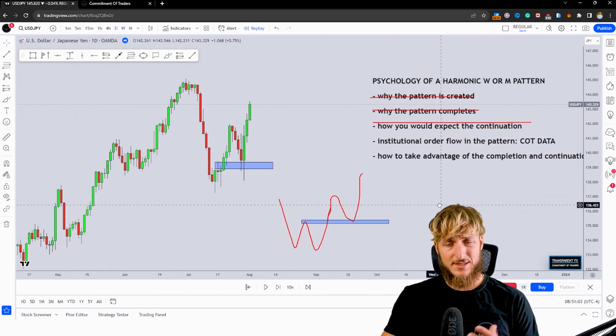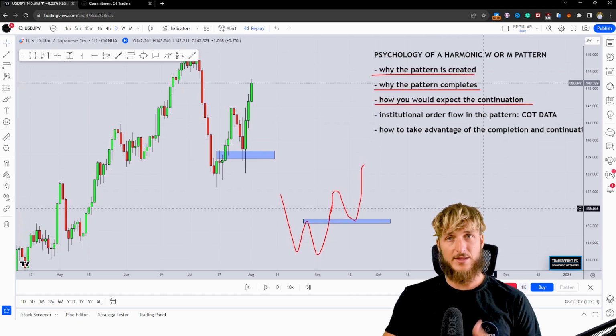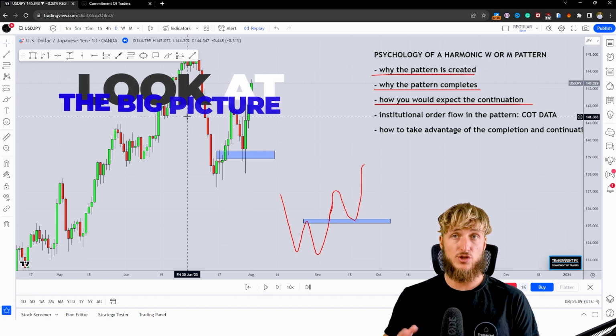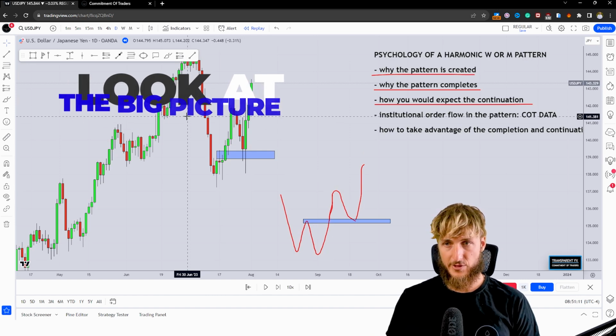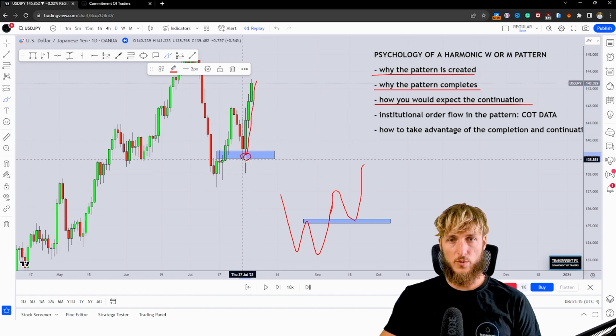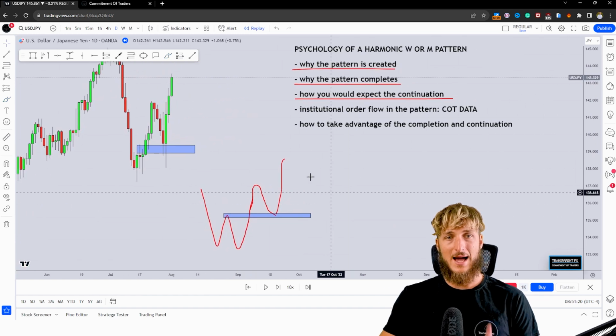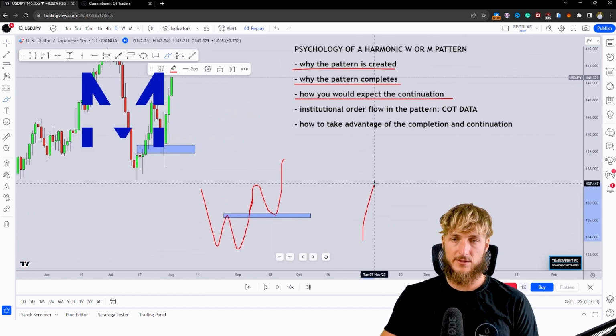So this is very important to keep in mind. It's not all on one time frame. The same patterns can also have manipulations on lower time frames. So usually after the completion of the pattern, you would expect a manipulation on lower time frames and then the continuation higher. The exact same concept applies also in the case of an M pattern, right?